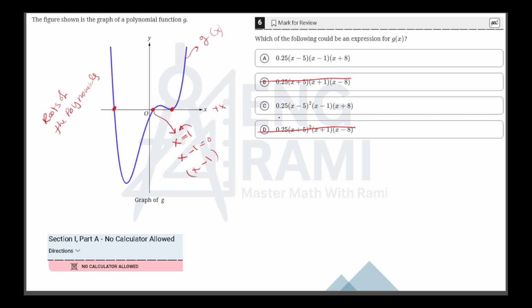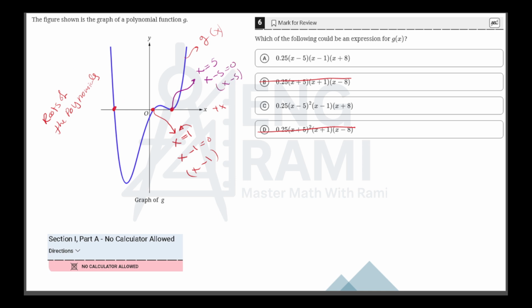So we have left just answer letter A and answer letter C. What about 5 and 8? As you can see, this one is closer to 0 than this one. So this should be 5 and this should be 8 by logic, yeah? Then this root, x equals 5, we are in the positive. X negative 5 equals 0, the factor form x negative 5.